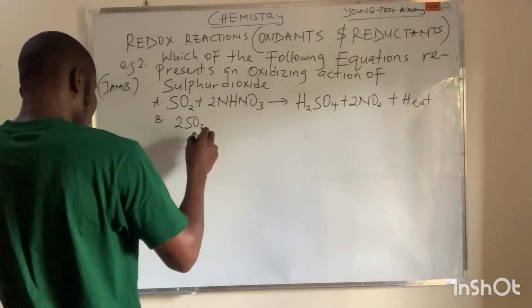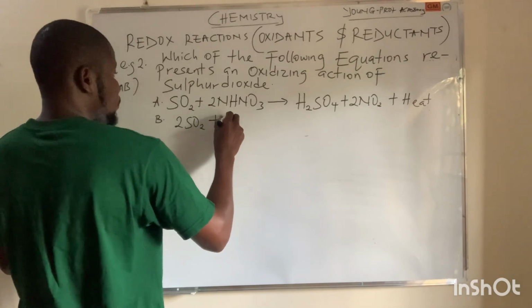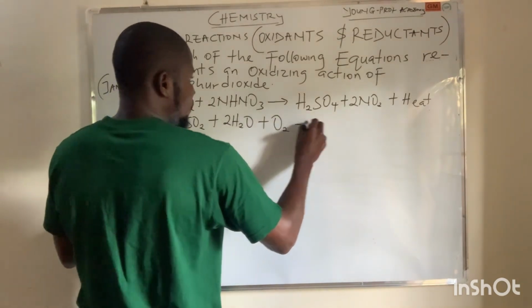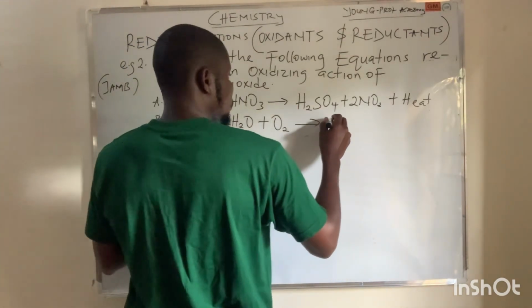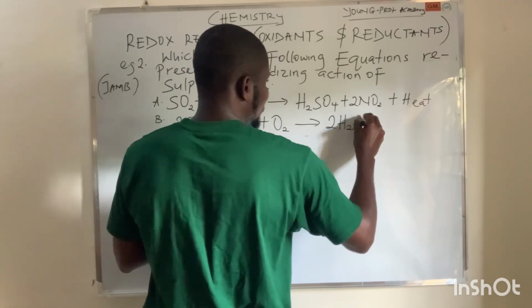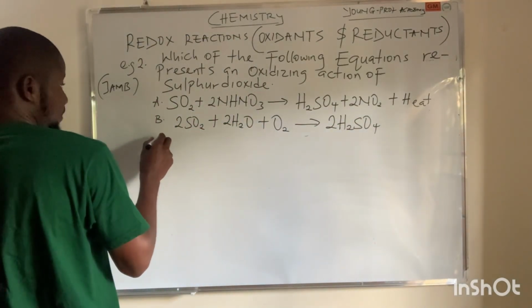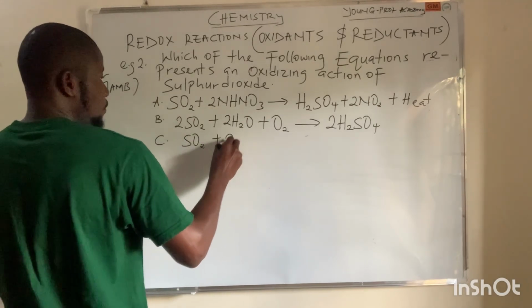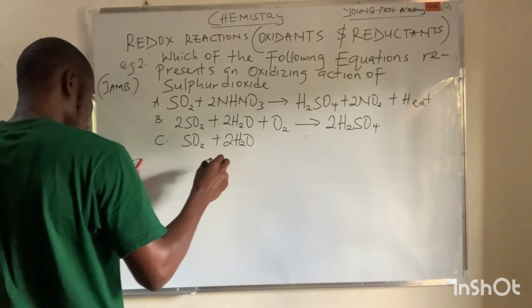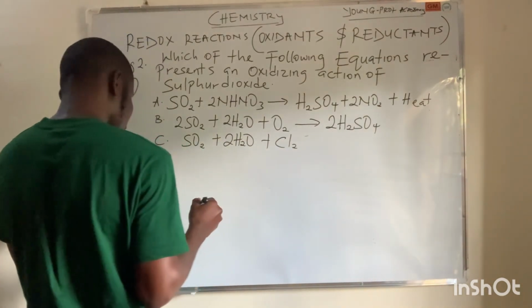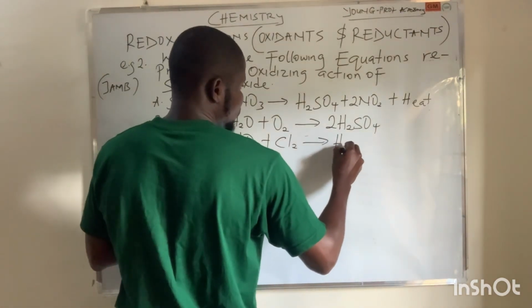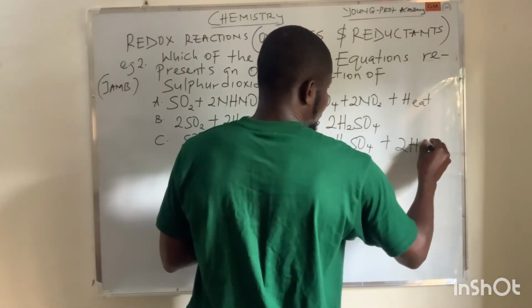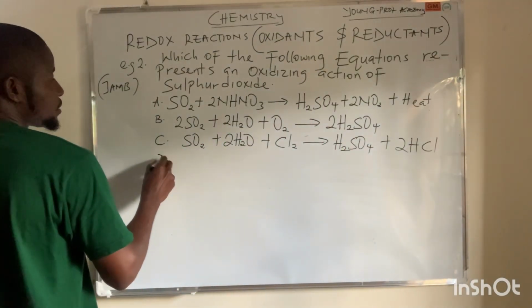B, we have 2SO2 plus 2H2O plus O2 to give us 2H2SO4. And C, we have SO2 plus 2H2O plus Cl2 to give us H2SO4 plus 2HCl.